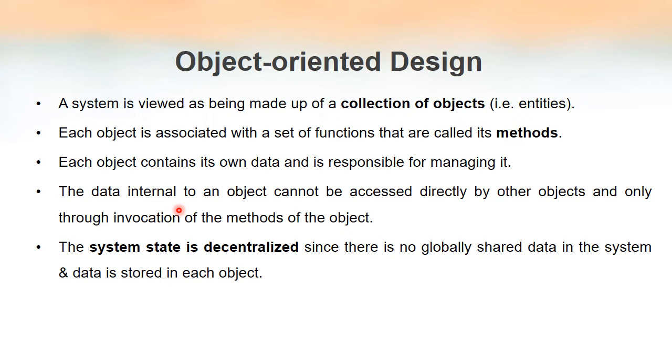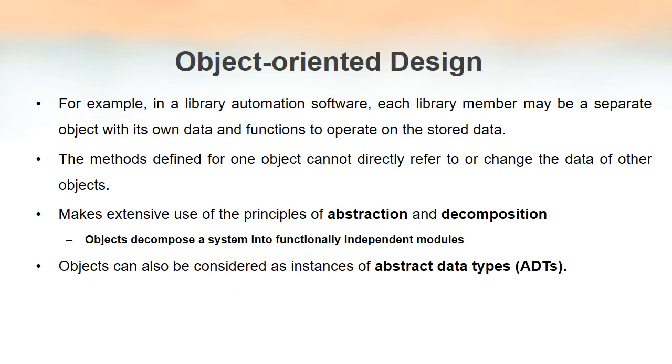So the entire system state is decentralized because there is no shared data. Each object holds or stores its own data and its own functions. That is the most important feature of this object oriented design. There is no global scope.